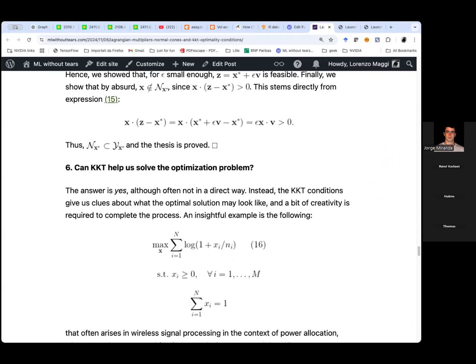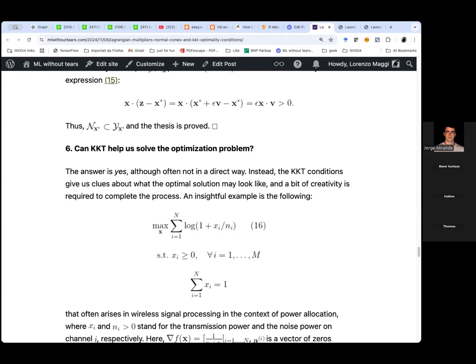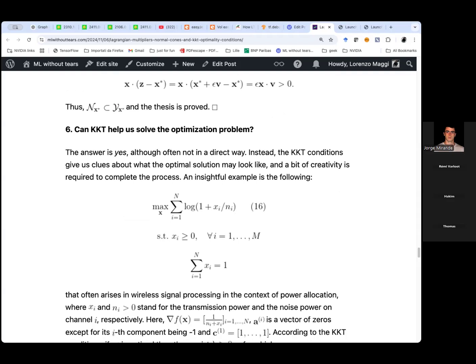Last thing is, can all this machinery actually help us do something? Because for the moment we only said there exist some lambda and mu such that... but can we actually compute them and in the end compute the optimal solution? Sometimes it is the case, sometimes it's not. But at least most of the time, it gives us some intuition of what the solution should look like.